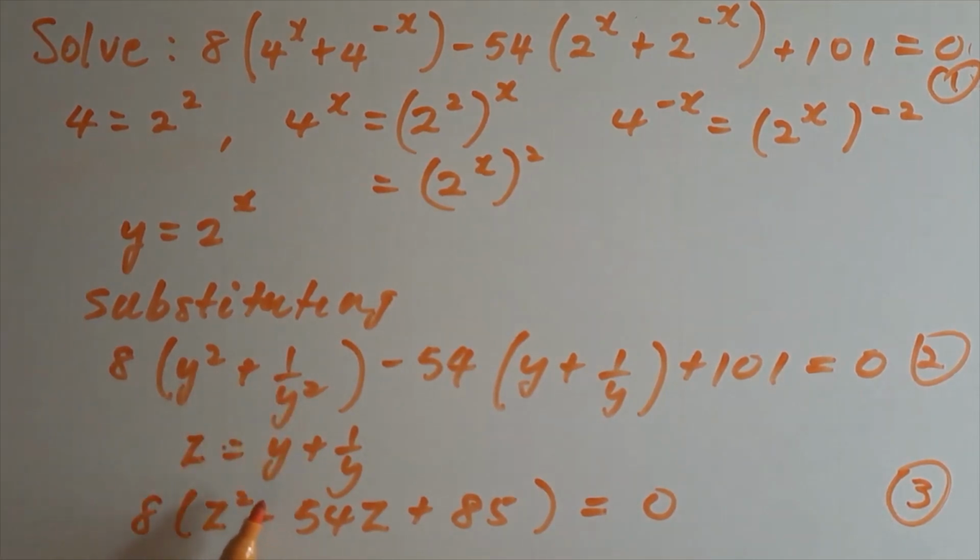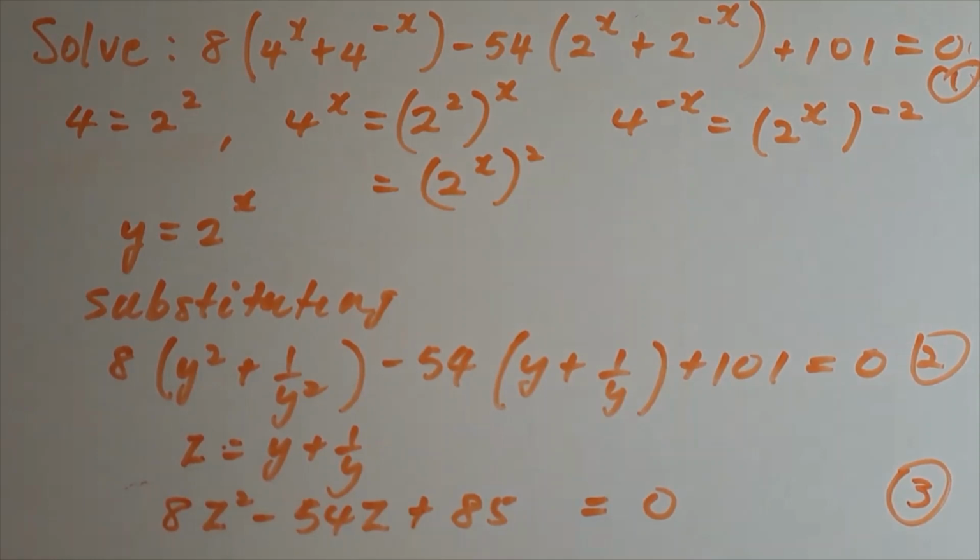and we make another substitution here for z to simplify this. We have z is y add 1 over y. So y squared add 1 over y squared becomes z squared. And here we have minus 54 z. As we simplify this, we have now a constant of 85. So here finally, we have our quadratic 8z squared minus 54z add 85.